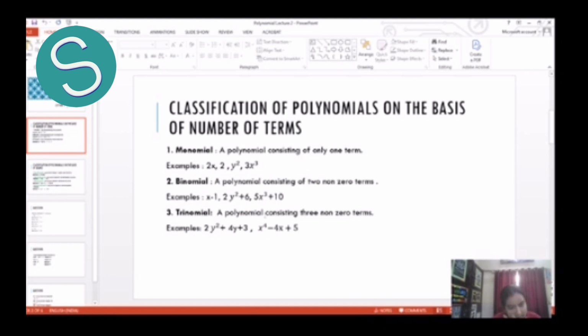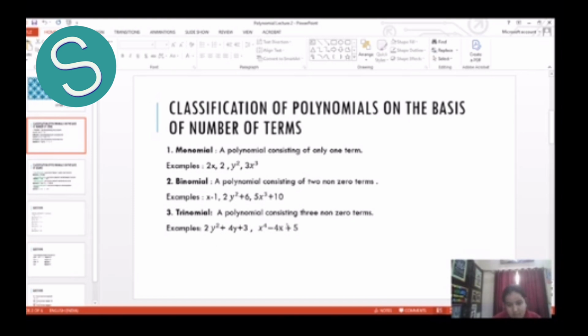Next is trinomial. So a polynomial consisting of three non-zero terms is called trinomial. So first example is 2y square plus 4y plus 3. This polynomial consists of three terms. So first term is 2y square, second is 4y and third is 3. So since it consists of three terms, it is a trinomial.